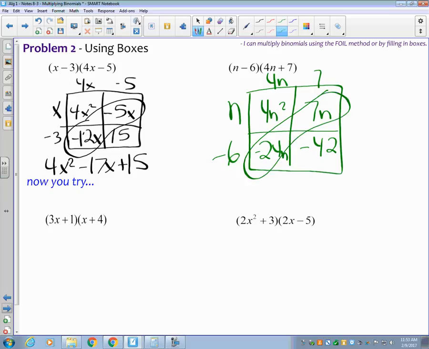Okay, we're going to combine our like terms as we rewrite this. So we get 4n squared. Negative 24n plus 7n is negative 14n. And then we get minus 42.